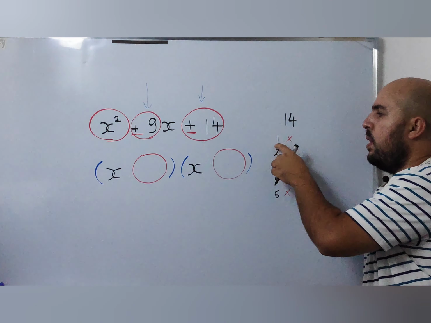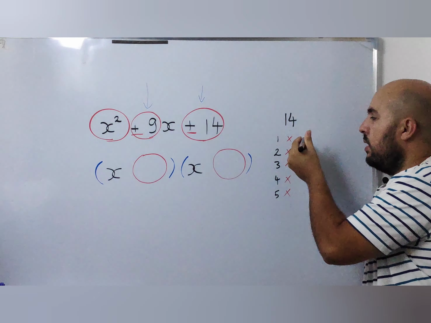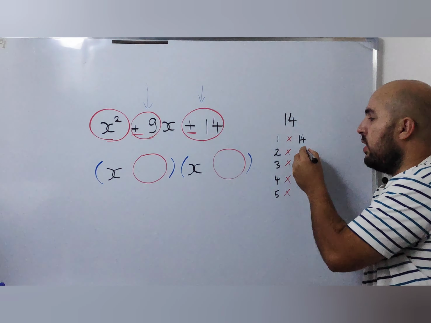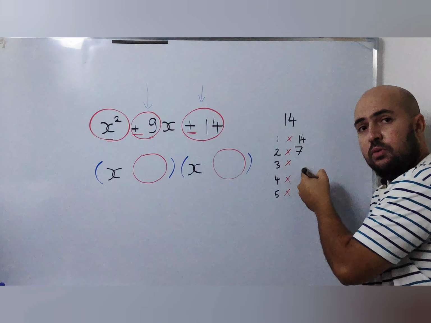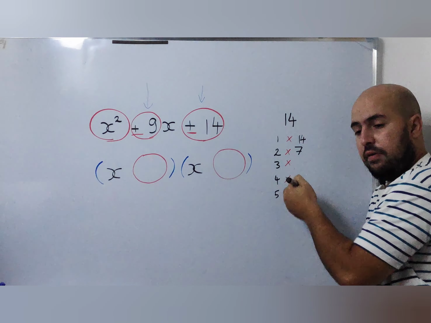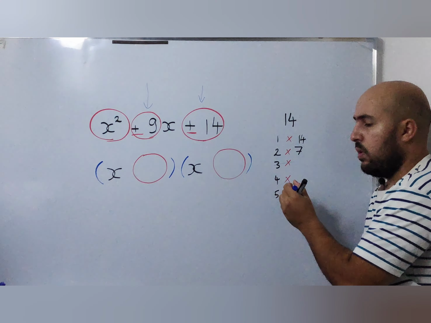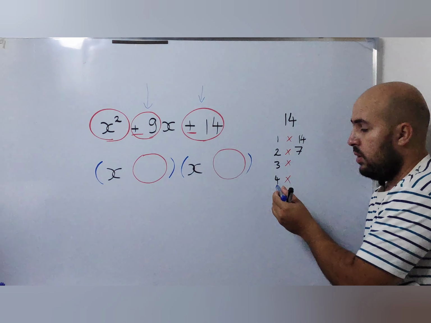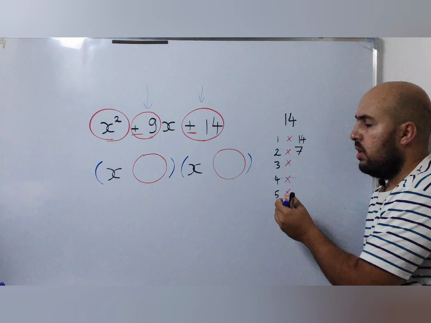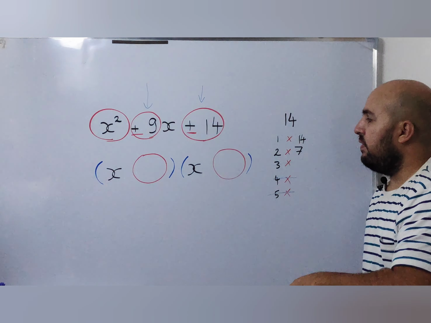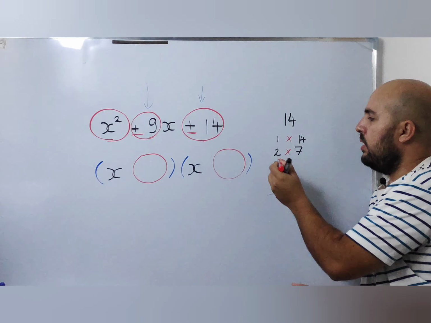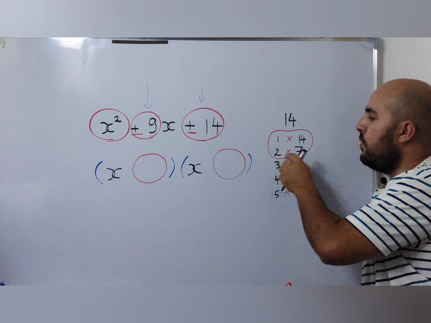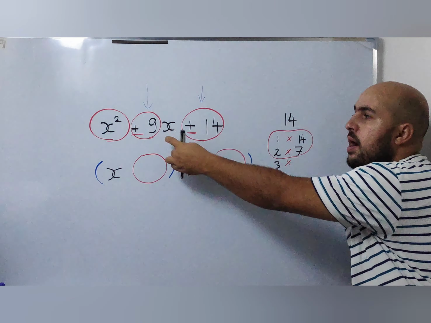And then we know that 1 times what equals 14? Good job. 1 times 14. And 2 times? Very good. 7. And then 3 times? We don't have 3, so we remove it. Good. What about 4? We don't have 4. Do we? We don't. Good job. What about 5? We don't have 5. So the factors of 14 are what? Are these numbers. So which numbers, when you add them together, will give you 9?